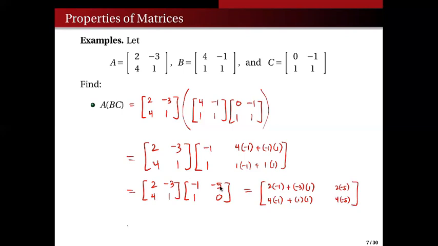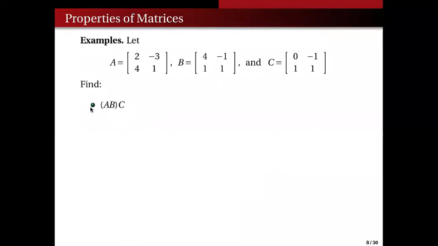So if we simplify this, it is negative 2 plus negative 3, that's negative 5. Here we have negative 10. Here negative 4 plus 1, that's negative 3. Then here 4 times negative 5, that's negative 20. So this is A times BC. Okay?